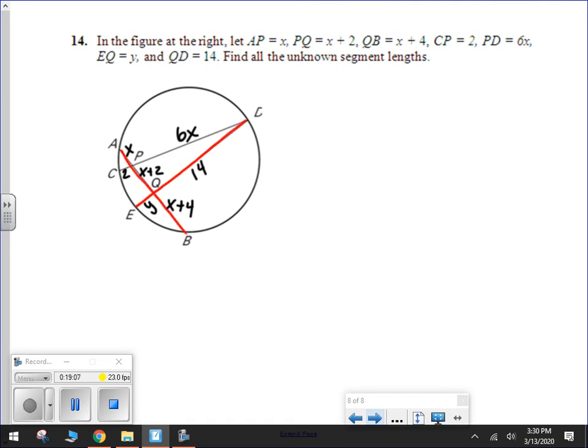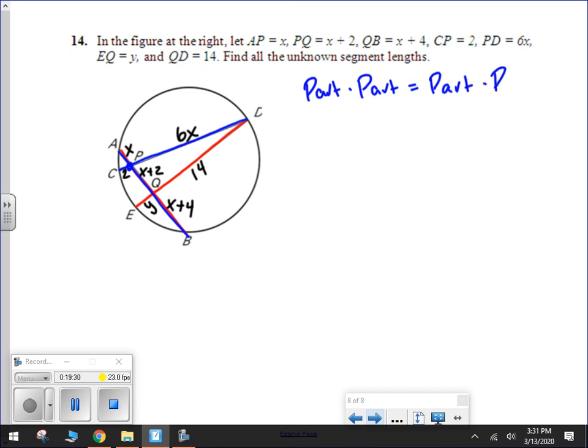The vertex is inside the circle, so I know I can take a part times a part, and it equals a part times a part. So one of the parts, AP, is x. And its other part are actually these two added together. So x plus 2 plus x plus 4.